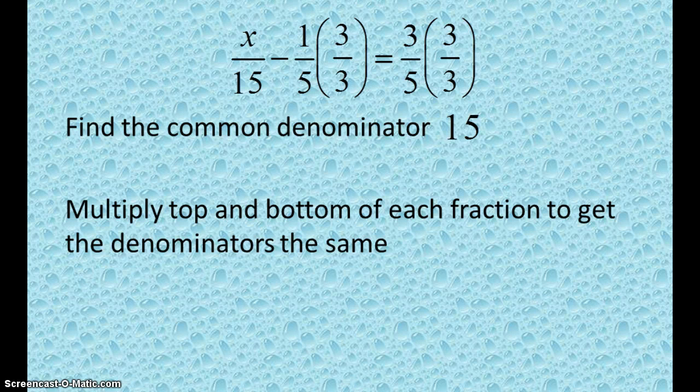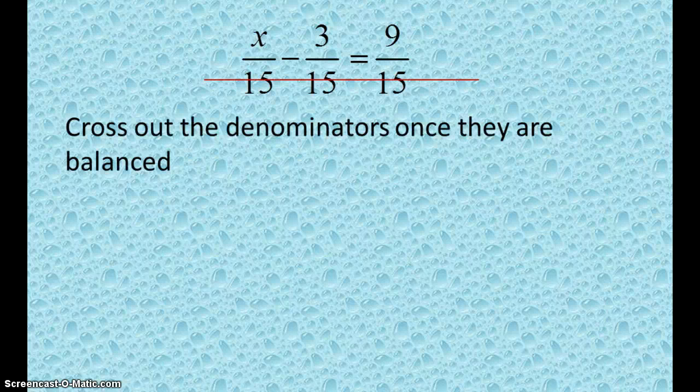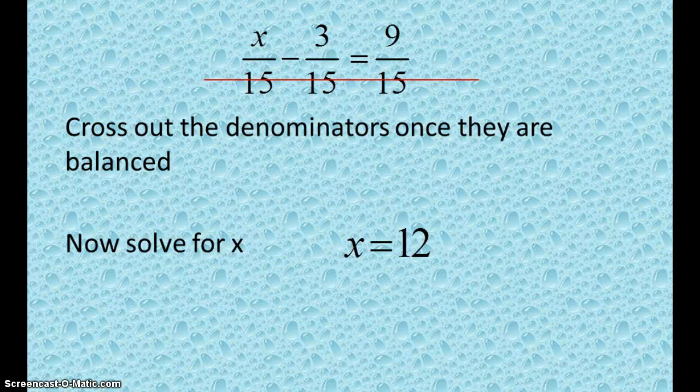So when I do that, multiplying them top and bottom, I get x over 15 minus 3/15 is equal to 9/15. All right, now my denominators are balanced. I don't need them anymore, so we're going to bust them. And now we only need to solve for x. And of course, we can do that one in our head. We get that x was 12.